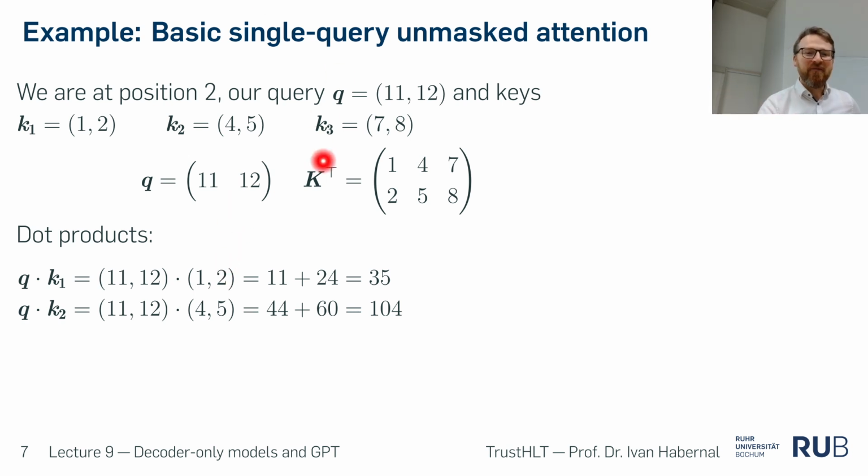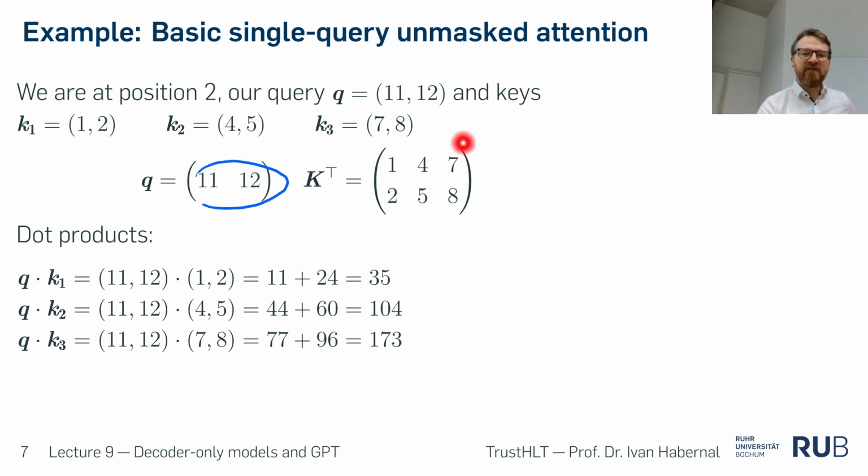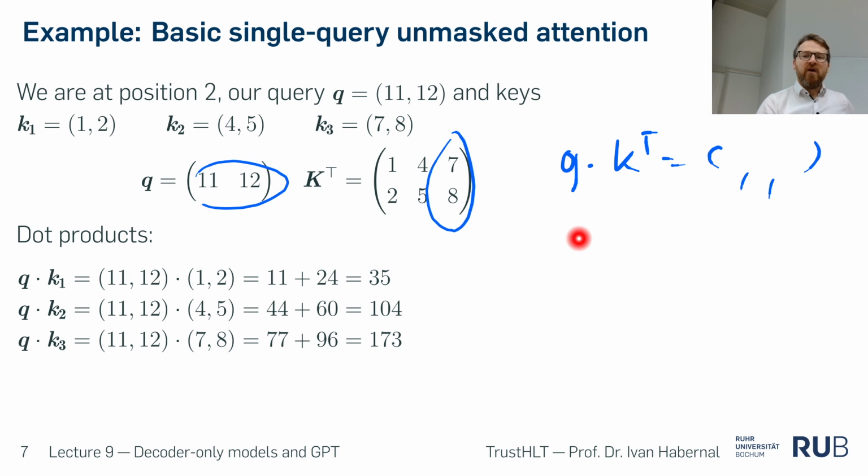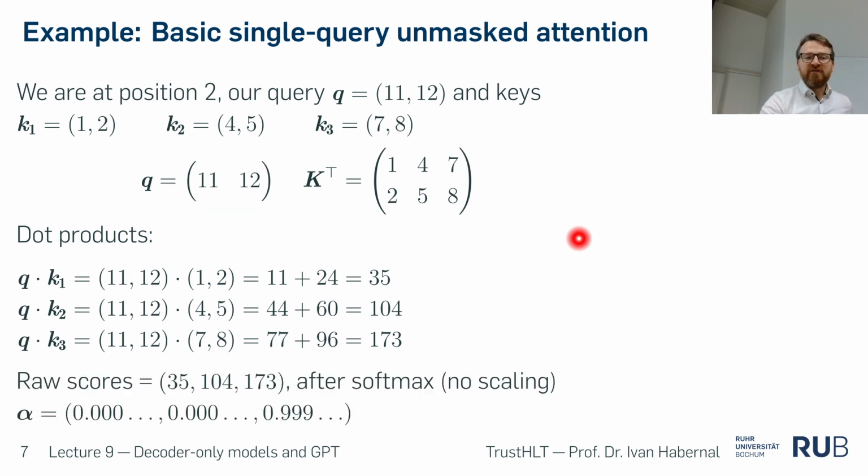Okay, I'm going very, very easily here. So the second one is again 11, 12 times the second column, which is 44 plus 60. Okay, some number, 104. Doesn't matter. And then we multiply this vector by the third column, and the dot product is 173. So these are the raw associations basically. This is what we get if you take Q times K transposed: these 3 numbers. Now these are the raw scores. So the raw scores are 35, 104, and 173.